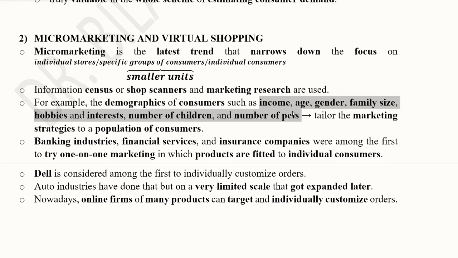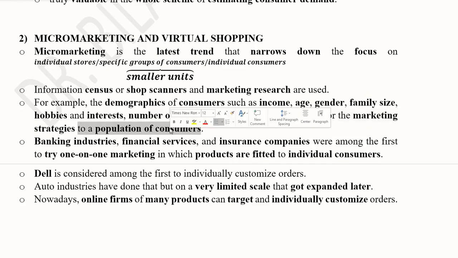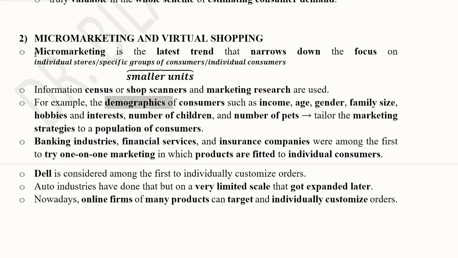And when we have the information of such traits or features of the consumers, we can develop a marketing strategy for a certain population of consumers by considering or starting from the micro level, that is the individual consumers. The banking industry, as well as the financial services and the insurance companies, have successfully used one-on-one marketing, so that they could provide their services that fit the needs of the individual consumers, because their clients can be different in terms of their needs. So one-on-one marketing is suitable for them.